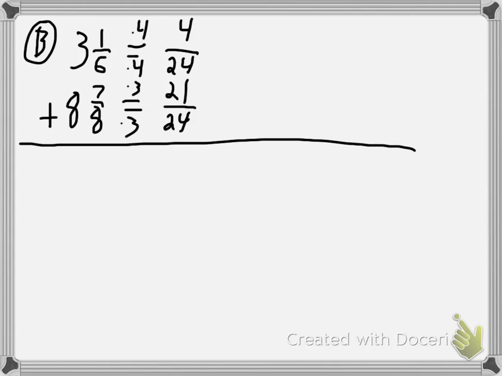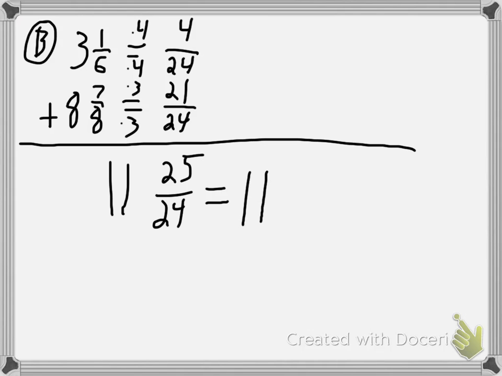So now I'm going to go ahead and add my fractional part. 4 plus 21 is 25 over 24. Now I'm going to go ahead and add my whole numbers. 3 plus 8 is 11. Now looking at this, I need to make sure, do I have any improper fractions? Oh, I do. 25 over 24 is an improper fraction. I can't have that as part of my answer. So what I need to do is turn that improper fraction into a mixed number.